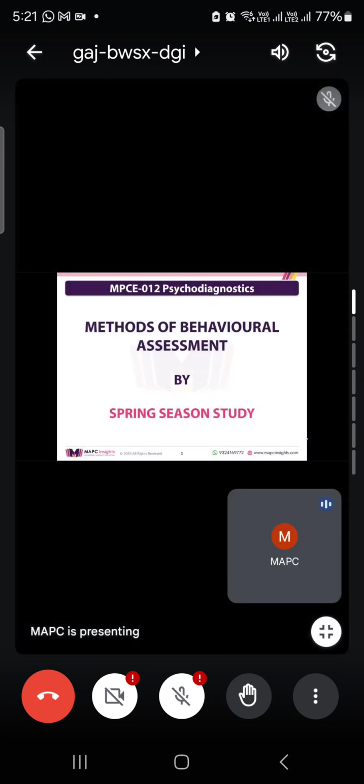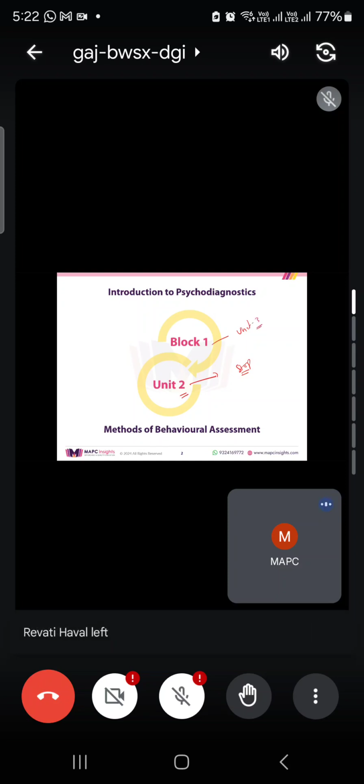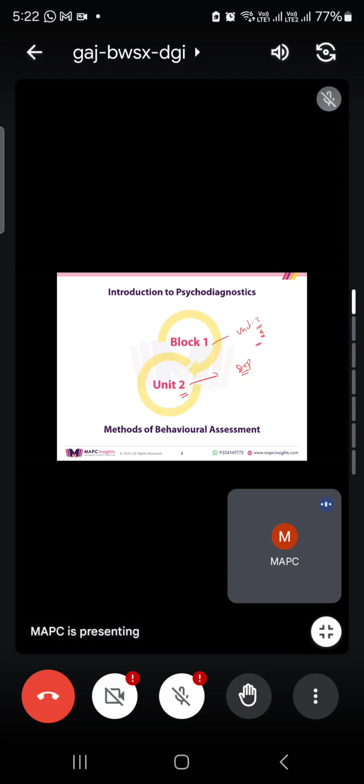So chapter number 2, methods of behavioral assessment. This is block 1, unit 2, methods of behavioral assessment. So we'll be talking about this. Today we'll see the 2 units and then we'll stop. Tomorrow we'll see block 1, unit 3 and unit 4.